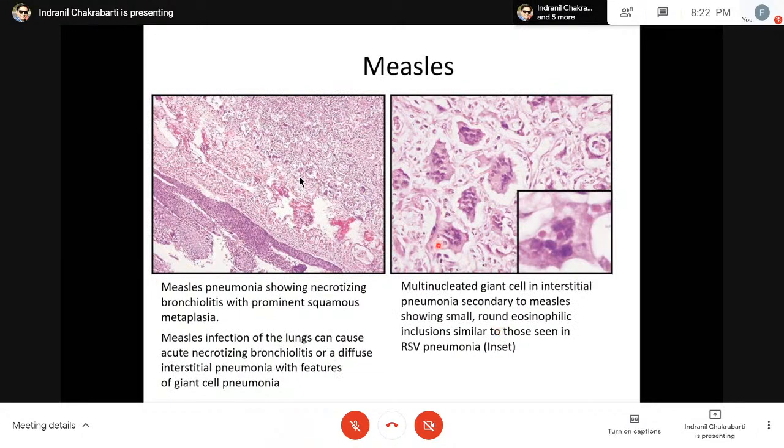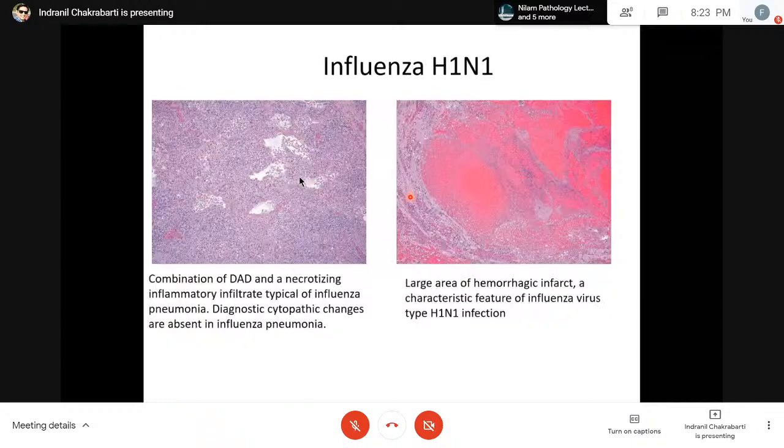In measles, again, we get this type of multinucleate giant cells, and inclusions similar to RSV are there. Another common thing in measles pneumonia is prominent squamous metaplasia in the wall of the bronchioles. So one should also consider the history of measles. This diagnosis is always multidisciplinary. The clinician, the radiologist, the pathologist, they should always work in unison to give the final diagnosis. In H1N1 influenza, the most characteristic feature is the large hemorrhagic infarct along with DAD and necrotizing inflammatory infiltrate. But one should remember that diagnostic cytopathic effects are absent in influenza pneumonia.